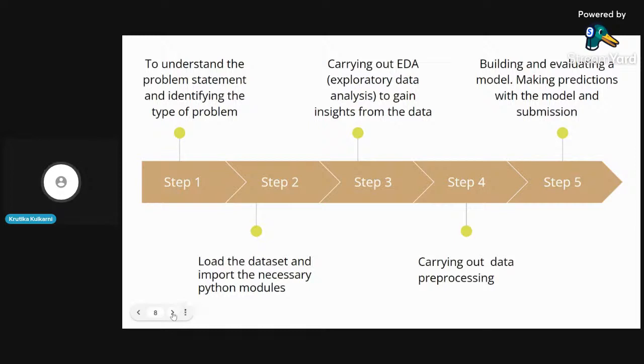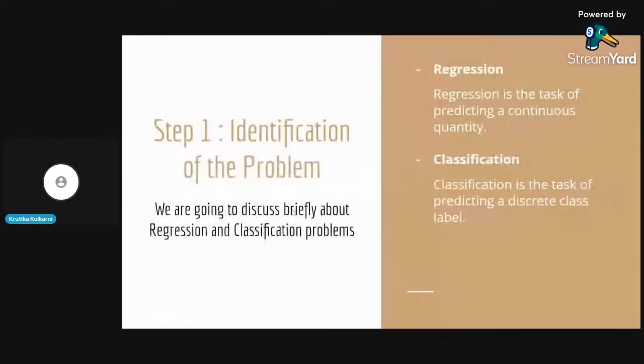So step one, as I told you, is the identification of problem statement. The problems that we are going to be dealing with in this session today are going to be the regression problems and the classification problems. Regression problem is the one wherein your task is to predict a continuous quantity, and classification problems are the ones where you have categorical target variables that you need to predict the class to which a particular data point belongs to.